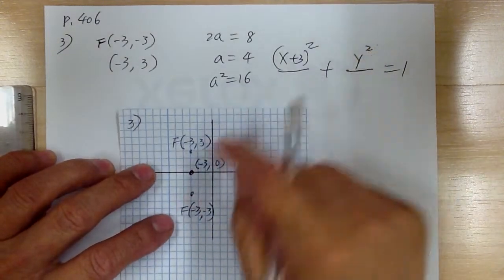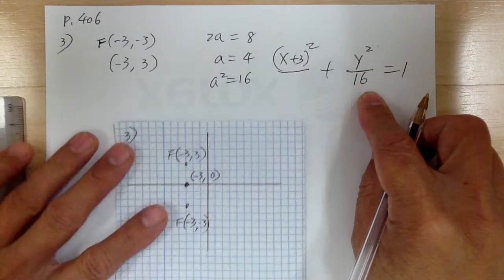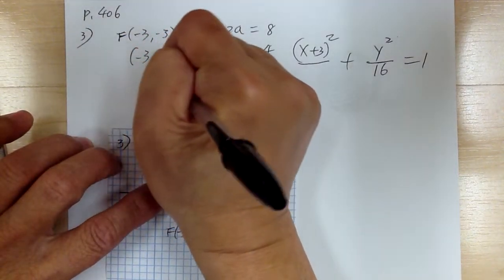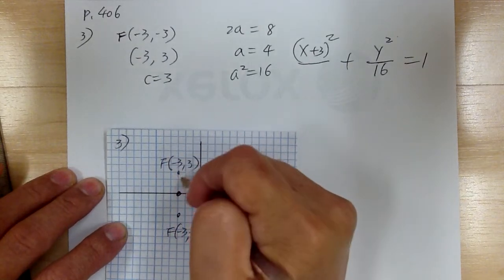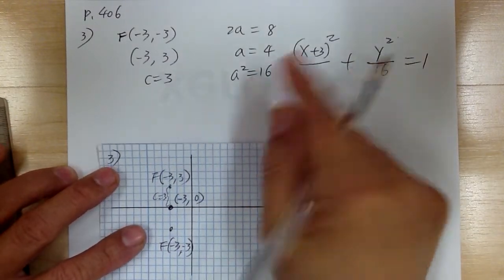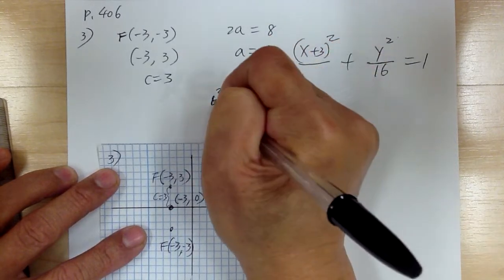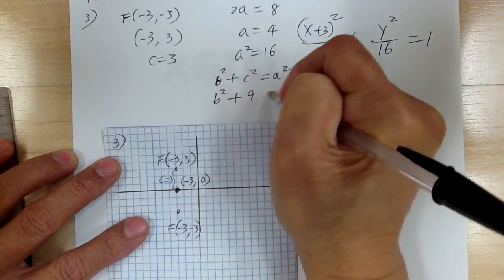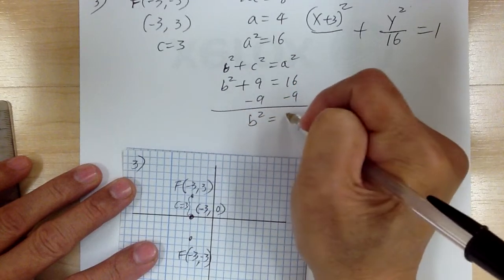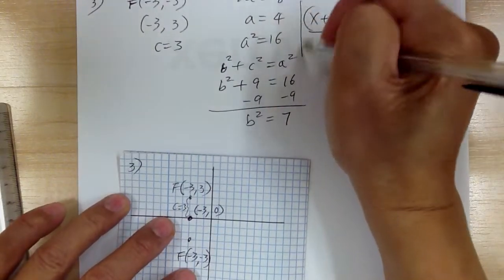Now notice this is going to be in the y direction, so the 16 will go under the y. Now you have to figure out the b. From this picture, you can see that c equal to 3. From here, you can see that this is c. So now you have to figure out the b squared. Use your Pythagorean theorem: b squared plus c squared equal to a squared. So b squared plus 9 equal to 16. Minus 9 on both sides, so b squared equal to 7. Once you figure out b squared equal to 7, you just put it under here, and that is your equation.